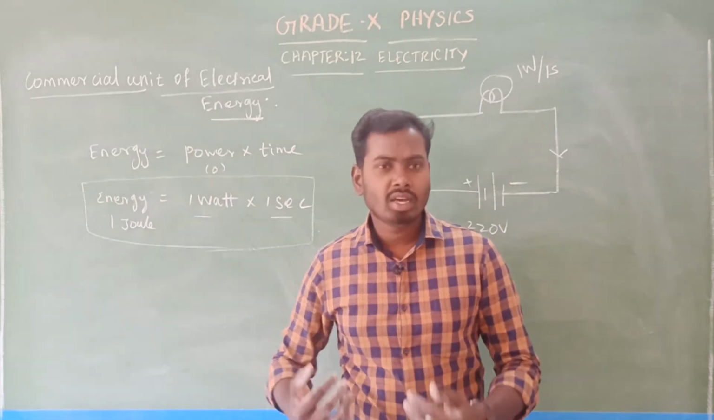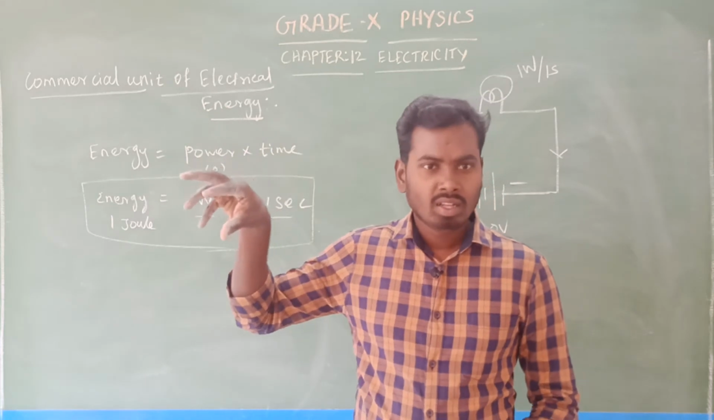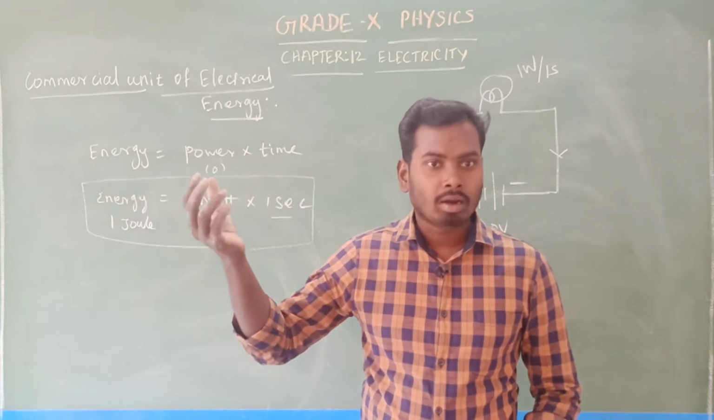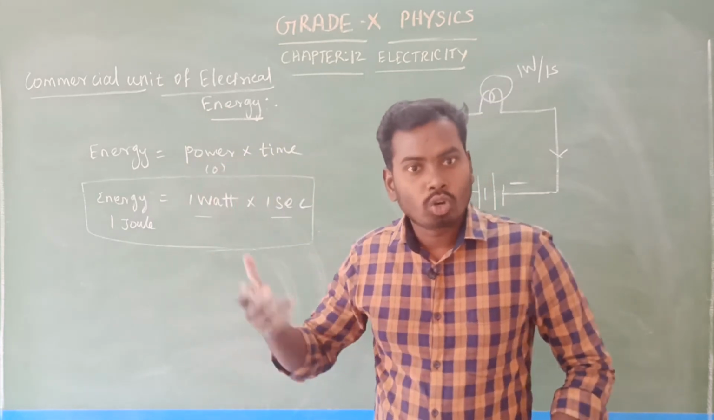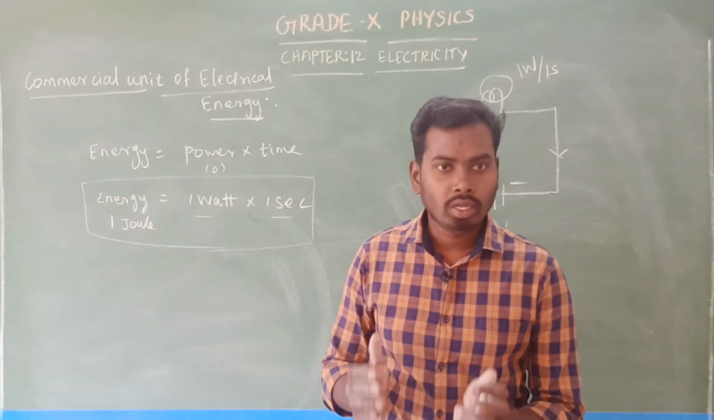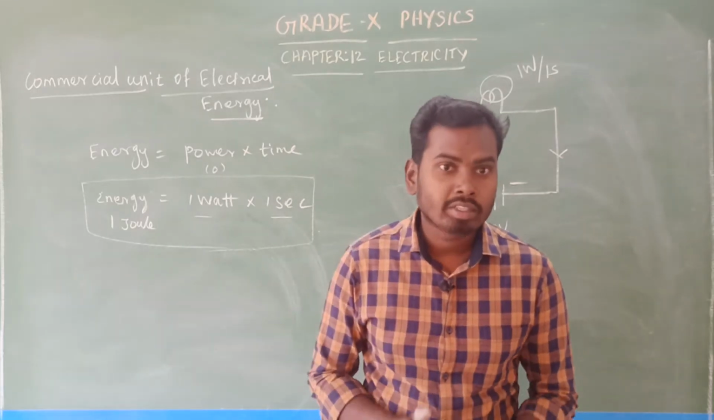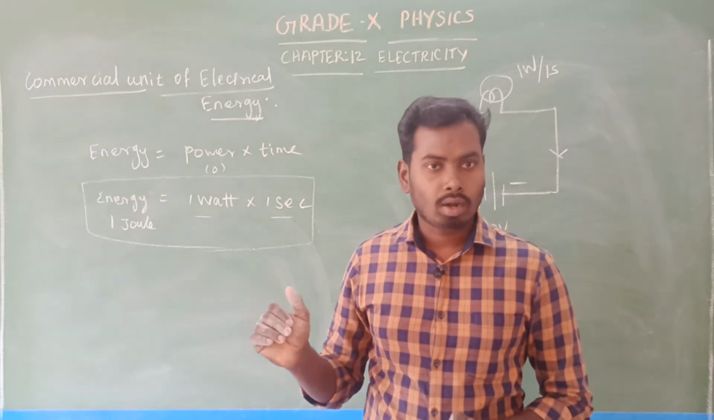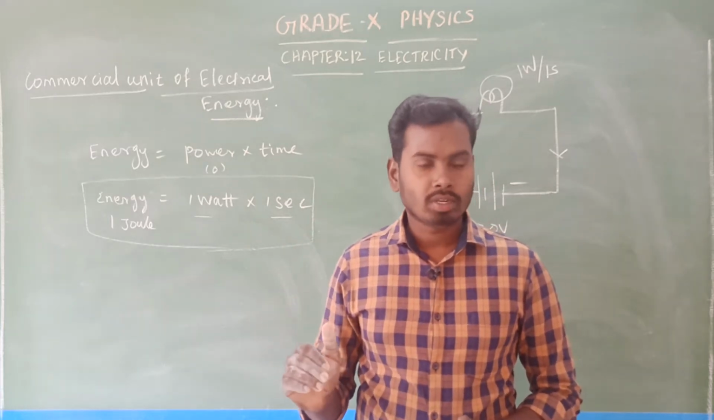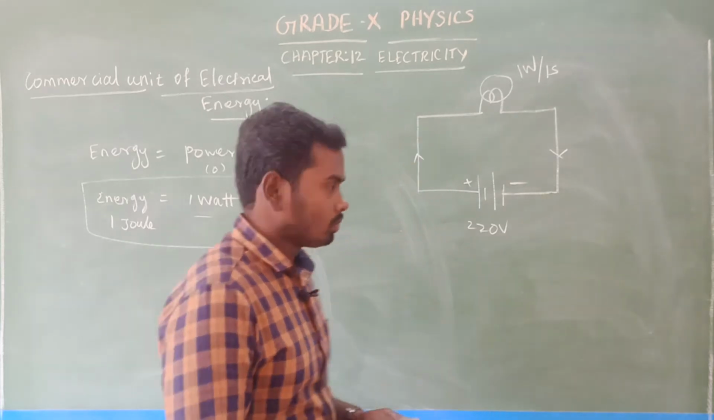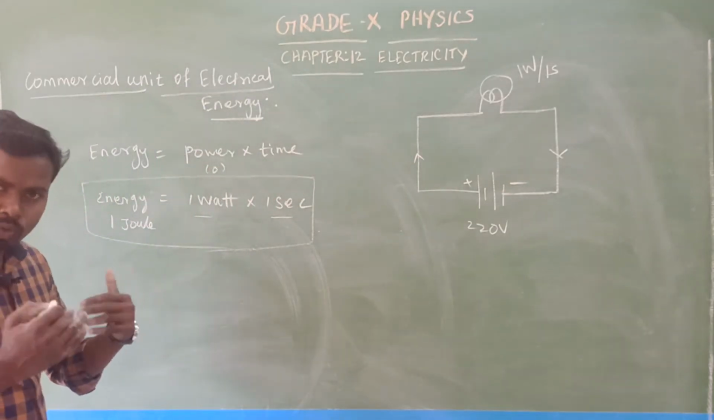But commercially, the electric bulb sellers mention 0 watts bulb, 0 watts bulb, like that. Actually, no electrical appliance has 0 watt or 1 watt like that. Is that clear, students? Very easy one. So come to the content here.